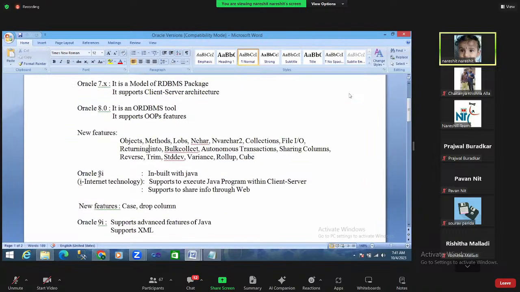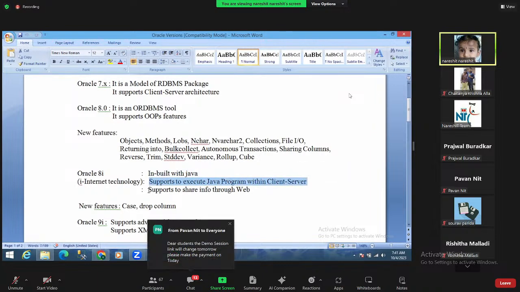Next one is Oracle 8i version. What's the meaning of i? Internet technology. It means Oracle 8i is inbuilt with Java language. It supports executing Java programs with client-server architecture and sharing the information through the web.